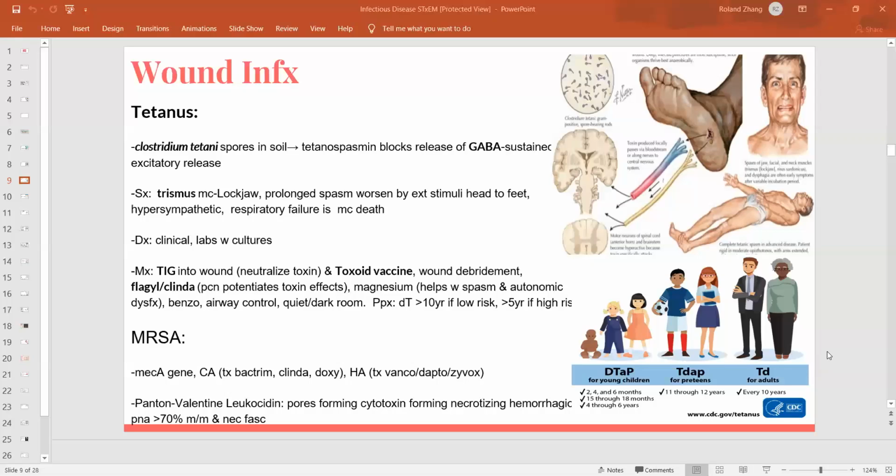And there are studies involved in terms of using anti-inflammatory medication to try to help with this. But once they have it, the mortality is very high.